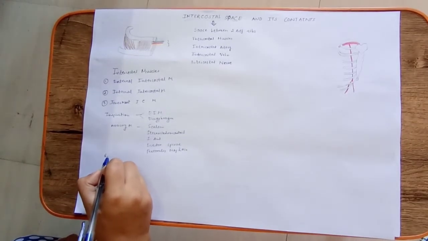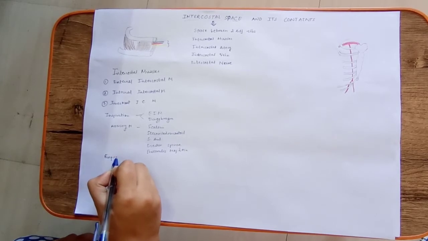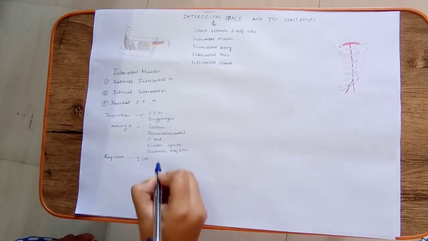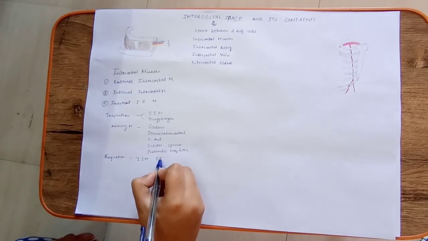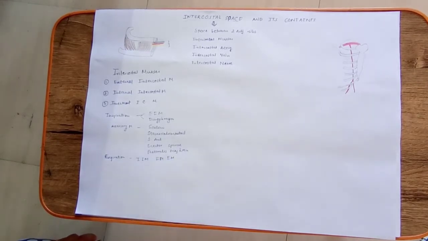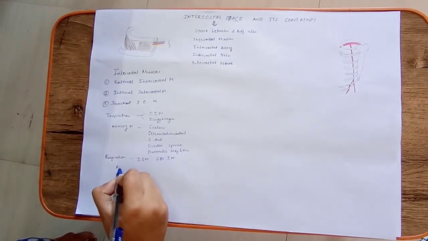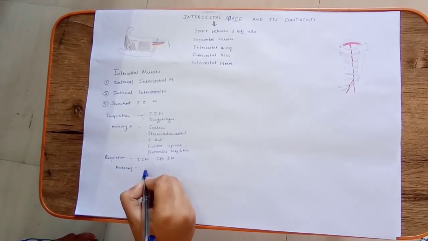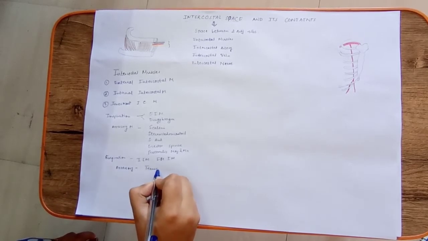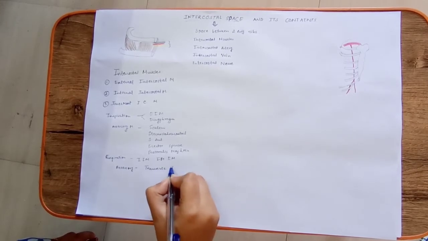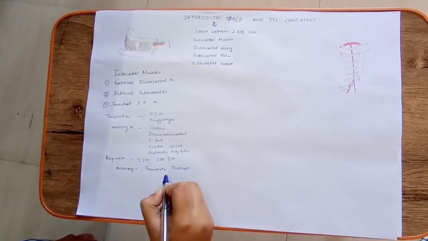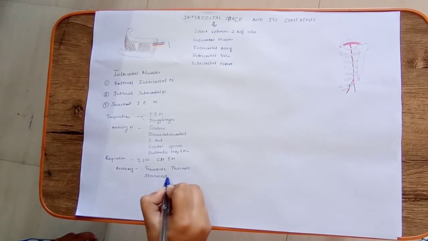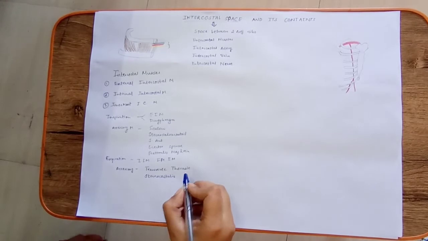Similarly, muscles of expiration are the internal intercostal muscle and the innermost intercostal muscle, and the accessory muscles are transversus thoracis, sternocostalis, and subcostalis.